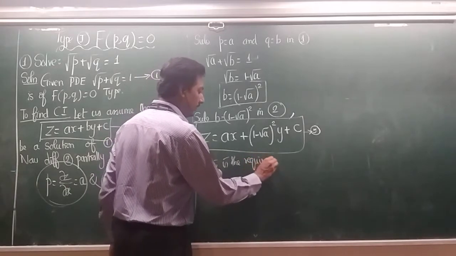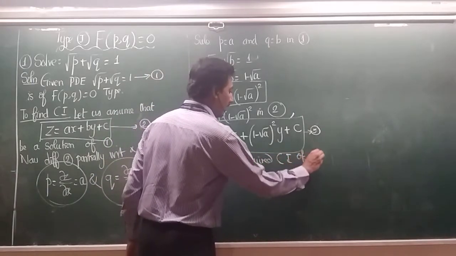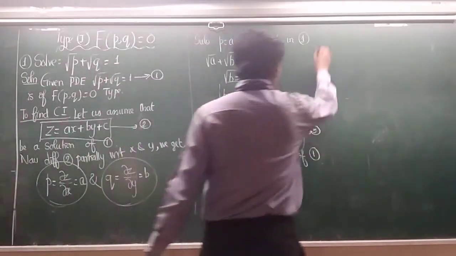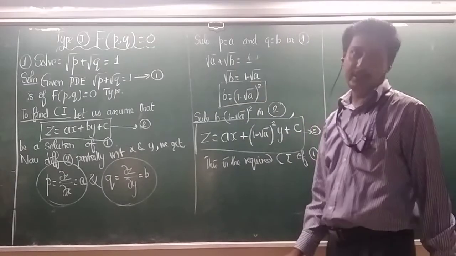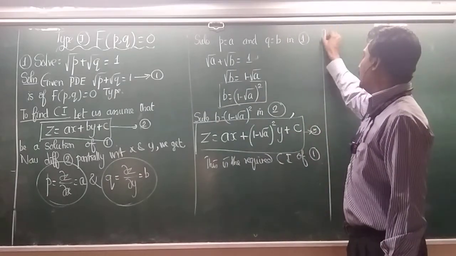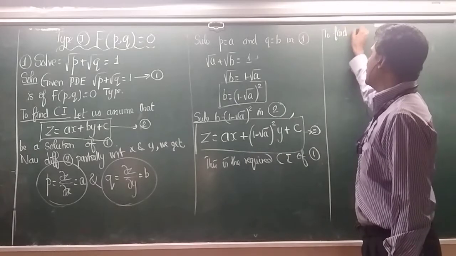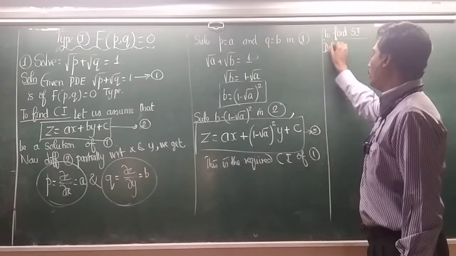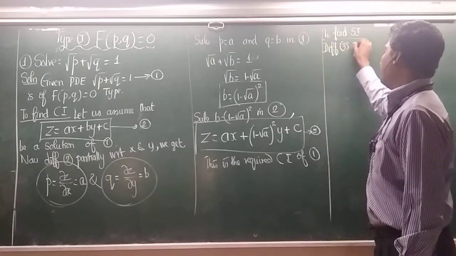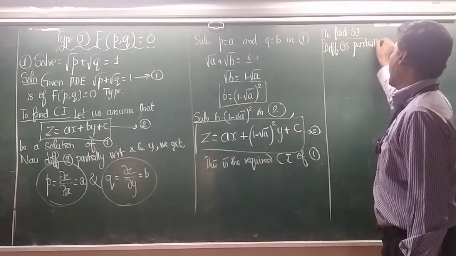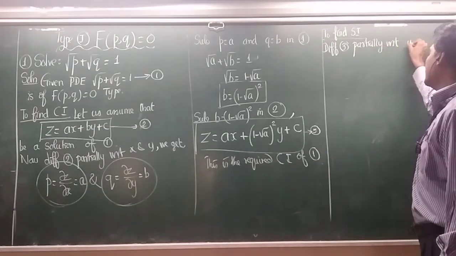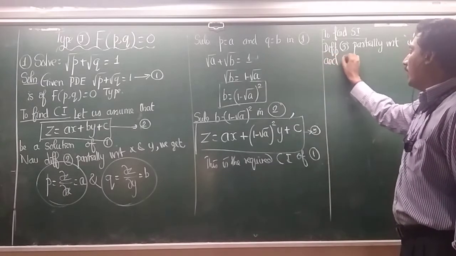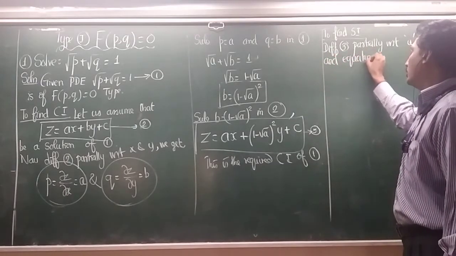Why it is the complete integral? Since there are equal number of arbitrary constants and the independent variables. Right, sir? So this is the way to get the complete integral. What about the singular integral? To find the singular integral, from the equation number 3, I am going to differentiate the equation number 3 partially with respect to the constants a and c, and equating it to 0.